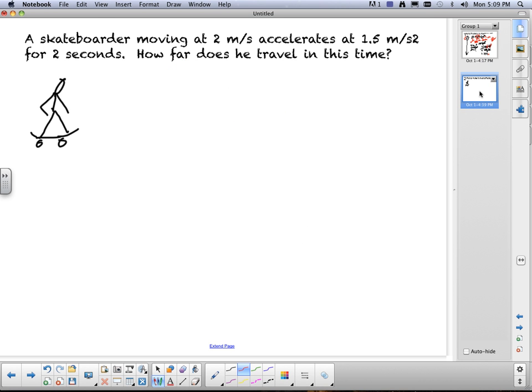We're going to move on to a new question. A skateboarder moving at 2 meters per second accelerates at 1.5 meters per second squared for 2 seconds. How far does he travel in this time? We're going to start with the same equation, delta x equals v sub i t plus 1/2 a t squared.